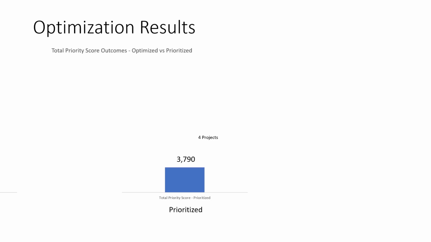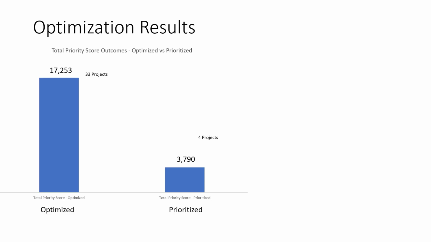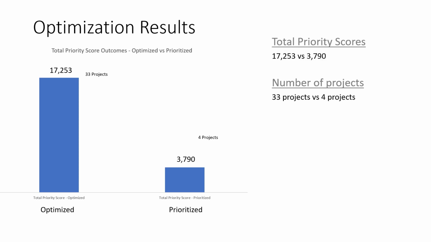Under the current method, with a $300 million budget, 4 projects are selected with a total priority score of 3,790. With the optimization model, 33 projects are selected with a total score of 17,253. What we should realize here, though, is that none of the 4 highest priority projects were included in the 33 projects that were selected in the optimized version.